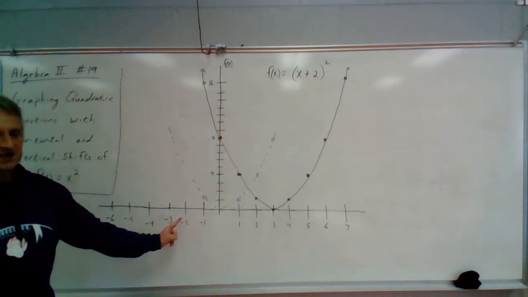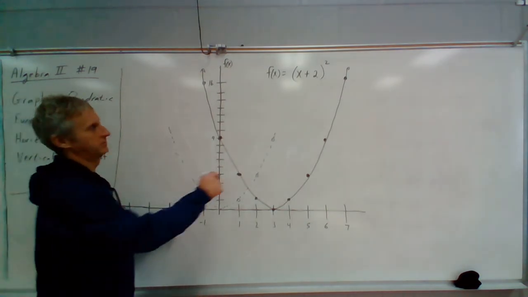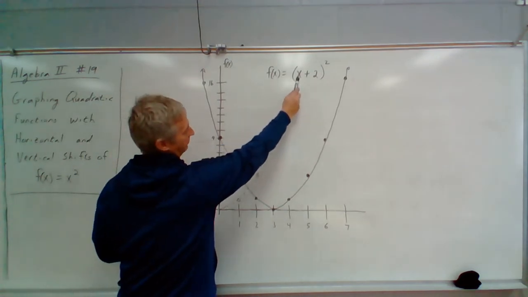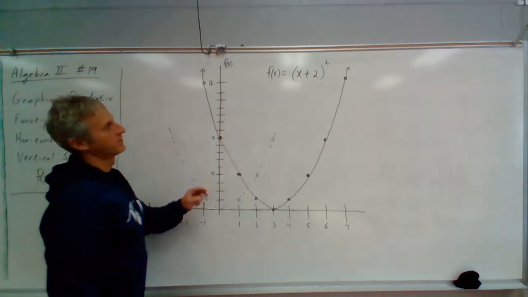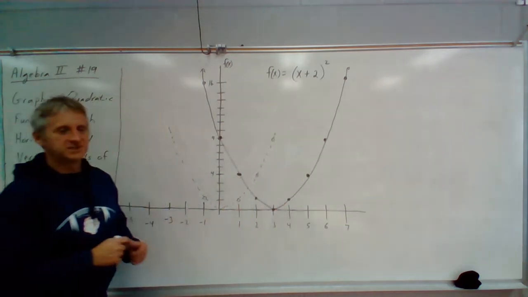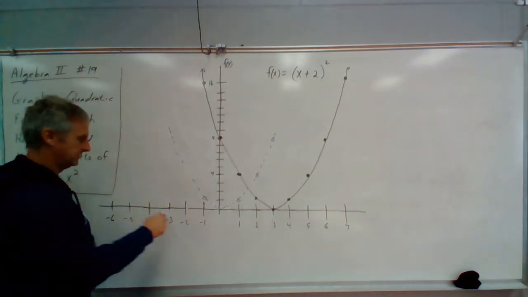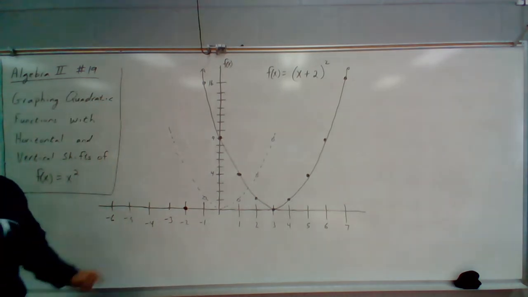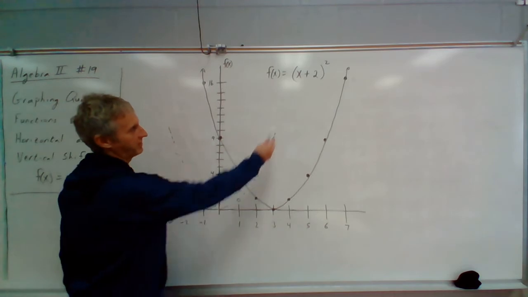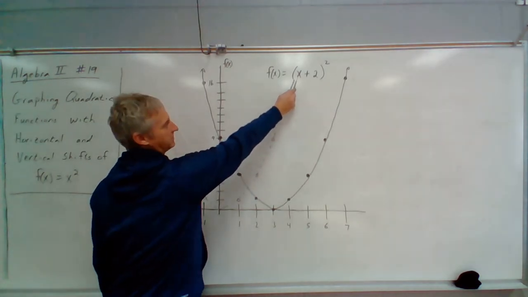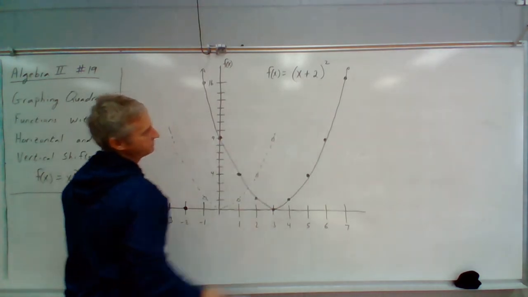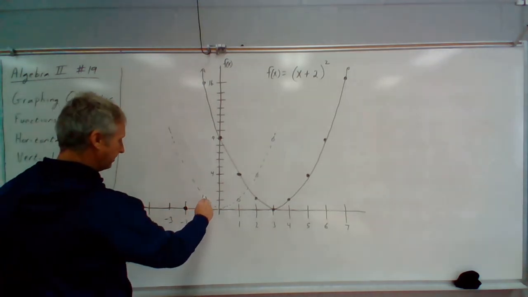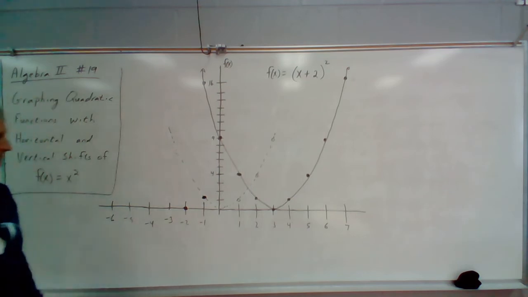So let's start out with negative 2. So I'm going to plug negative 2 into this function. So f of negative 2 would be negative 2 plus 2 squared. Negative 2 plus 2 is 0. 0 squared is 0, so you would get this point. All right, let's plug in negative 1. So if I put negative 1 in for this function, negative 1 plus 2 is 1, and 1 squared is 1. So that would be there.